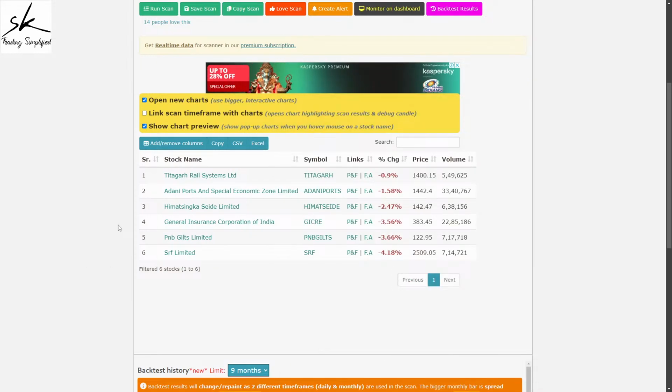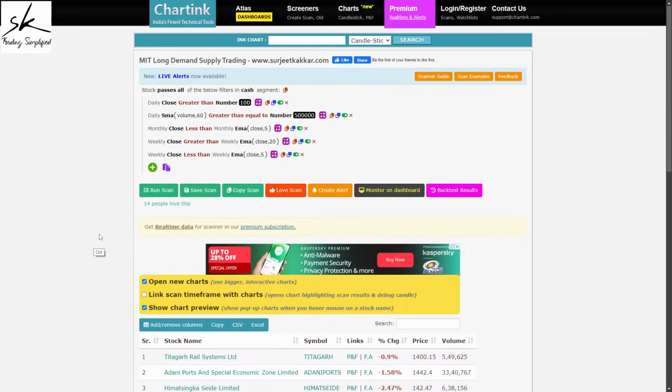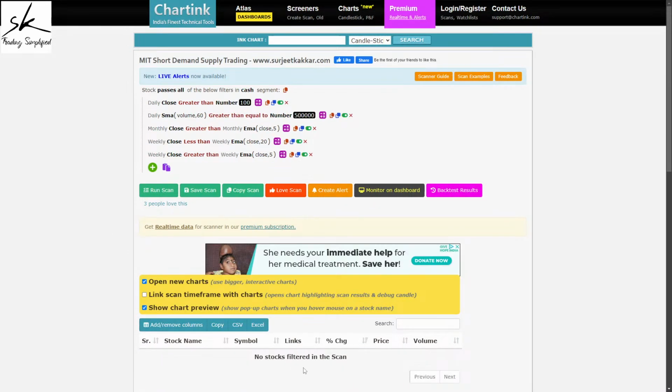Analyze these 6 symbols one by one and see if any one of them matches with your trade plan. If any one of them matches with my trade plan, that's an opportunity for me. If nothing matches with my trade plan, I don't have any opportunity for today. Similarly, if I go to the short scan, you will see the short scan is not shortlisting anything for me. So this can happen at times.